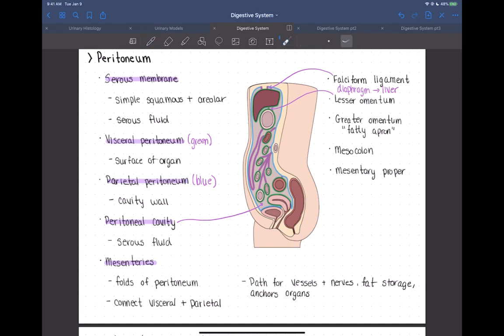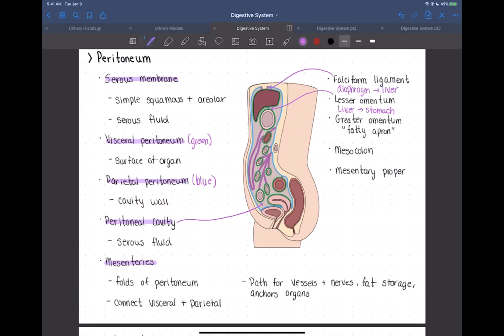So this would be the base of the diaphragm here. This would be the liver here. And then the liver sitting on top of the stomach here. So that lesser omentum is going to connect the liver to the stomach. And then the greater omentum. That's that fold we talked about on the anterior part of the stomach. So the greater omentum here.